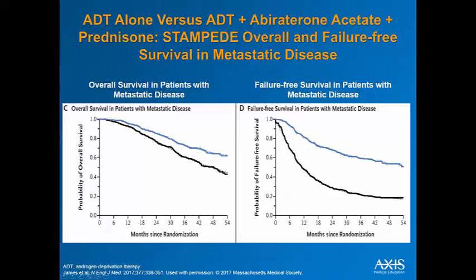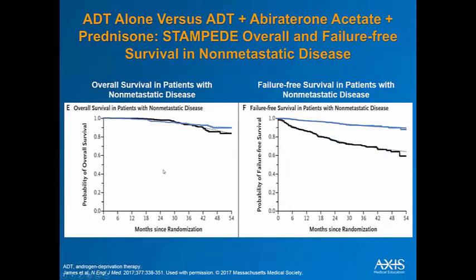And you can see again that there was a substantial improvement in overall survival in patients with metastatic disease and failure-free survival as well. Failure-free survival means that there is PSA progression, death, radiographic progression, and again you see pretty dramatic changes here. For the overall survival, the hazard ratio was 0.61, not shown here, but it's 39% reduction.